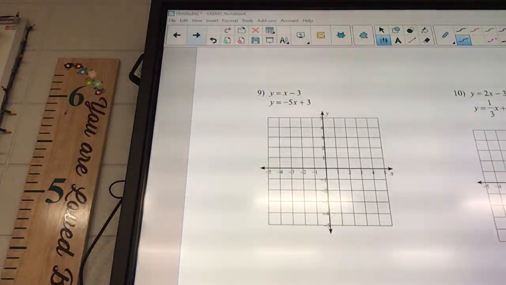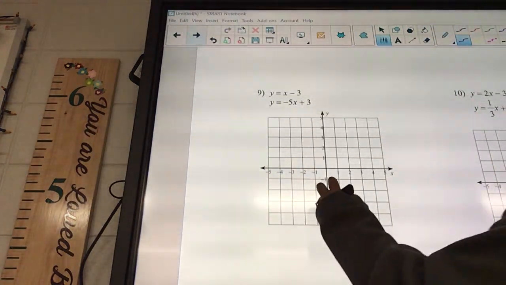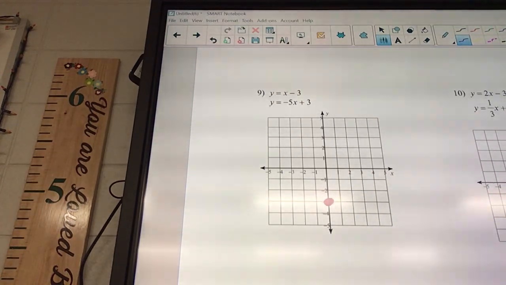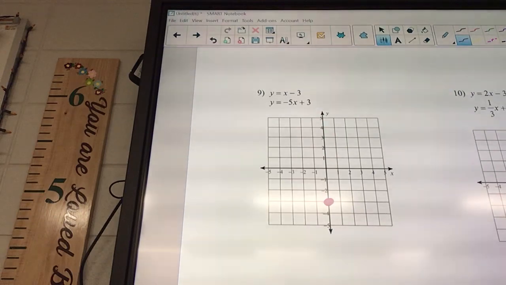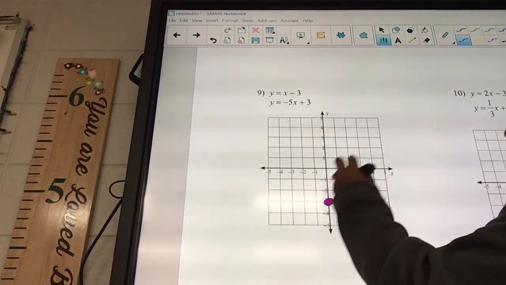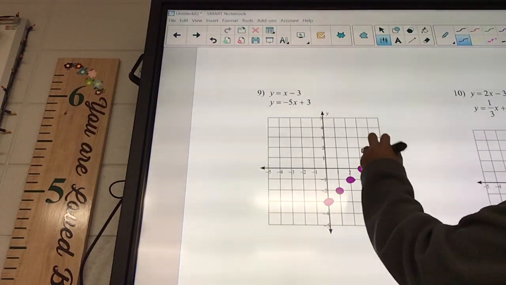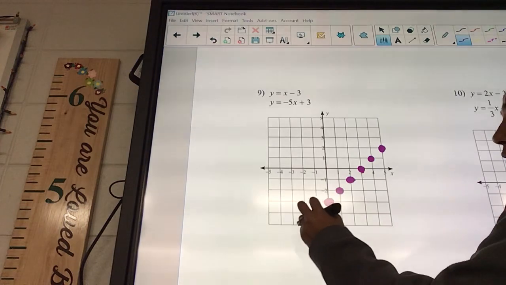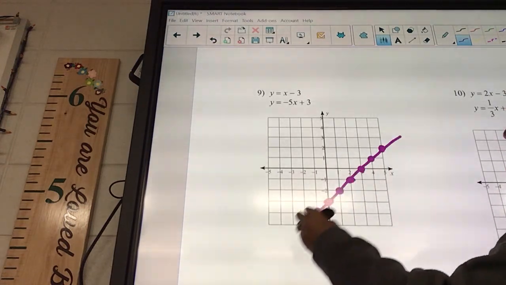Number 9. Graph 1 starts at negative 3. And it has a slope of 1, so you're gonna go up 1 over 1, up 1 over 1, and make as many dots as possible. And then you also need to go down 1 over 1, down 1 over 1, and make as many dots as possible.